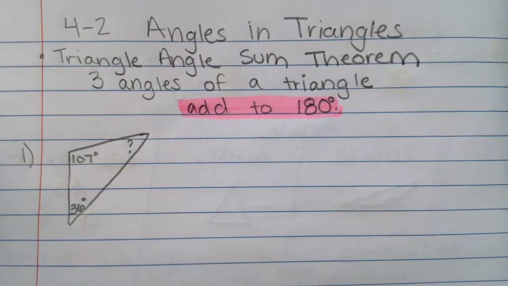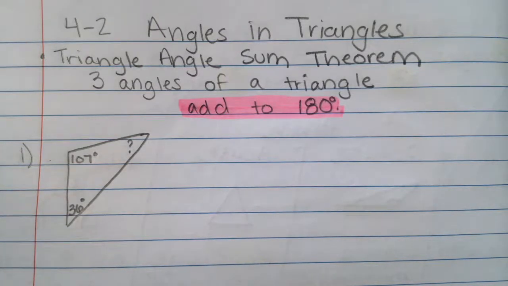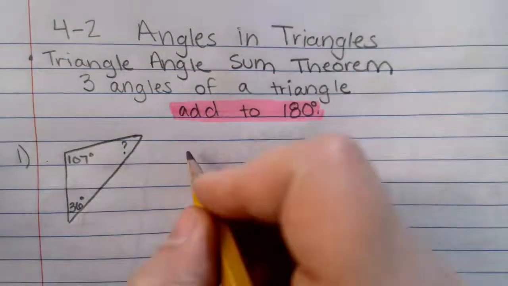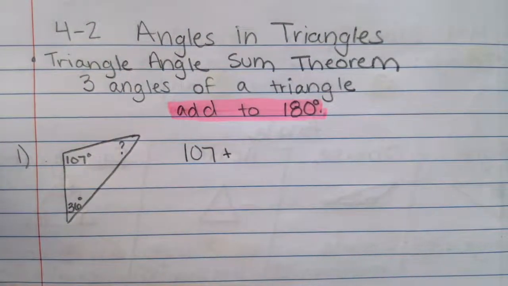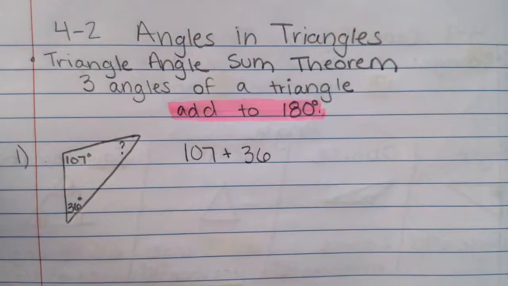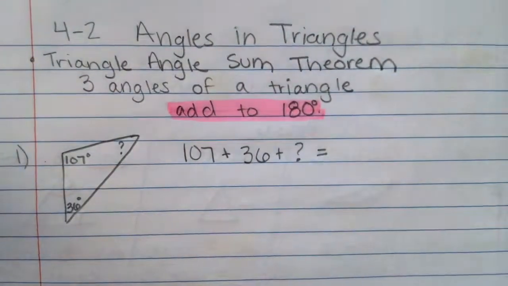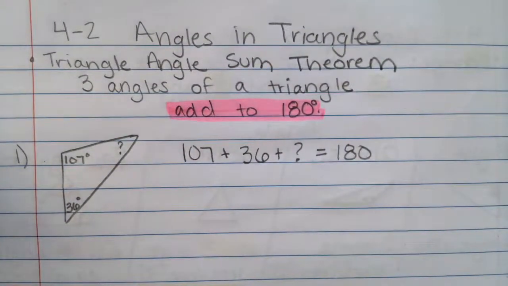Okay, to find that missing angle, we know that all 3 of those add up to 180. So we could write out an equation. We could do 107 plus 36 plus our third angle, our question mark. And all together those would have to add up to 180. So when we solve that equation, what would we do? How would we figure out what is that question mark?